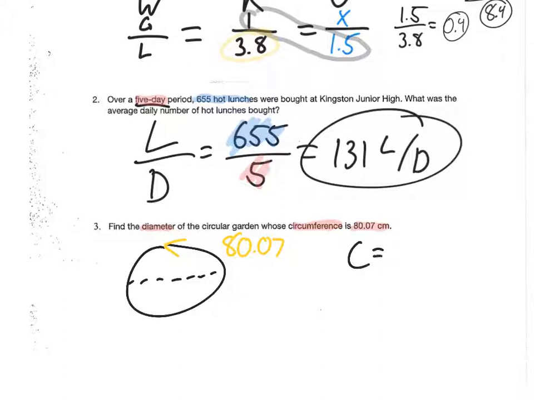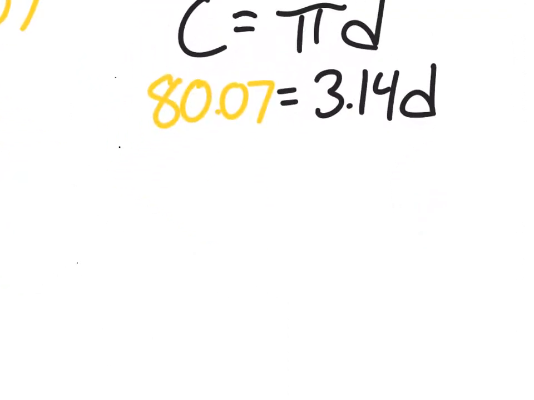Circumference equals pi times the diameter. We know that diameter already. It's that 80.07. I also know pi. I know that pi is 3.14, and then I'm solving for the diameter. At this point, I just have a two-step equation. In order to get d by itself, I have to divide both sides by that 3.14.